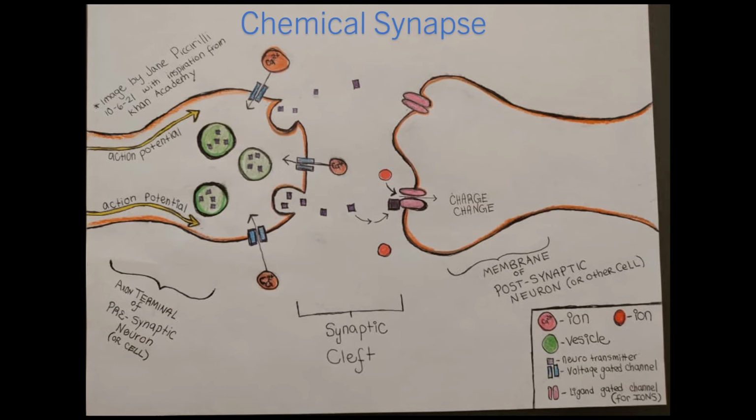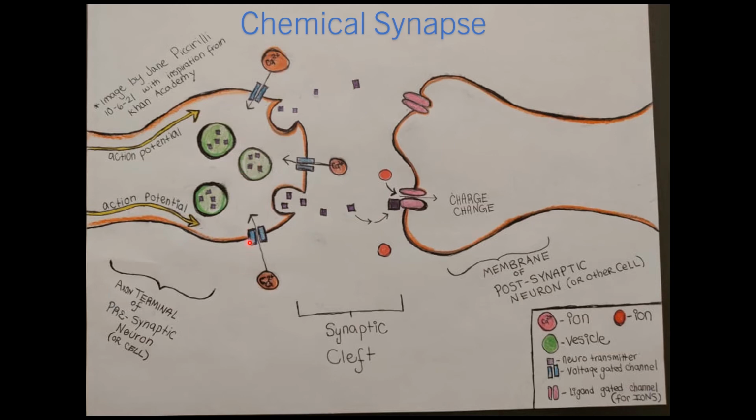The image depicted in this picture represents a chemical synapse. The orange structure on the left represents the axon terminal of a presynaptic neuron. The orange structure to the right represents the membrane of a postsynaptic neuron. The bright reddish and orangish circles represent ions, which are charged particles. The green circles represent vesicles, and the purple squares inside of them represent neurotransmitters.